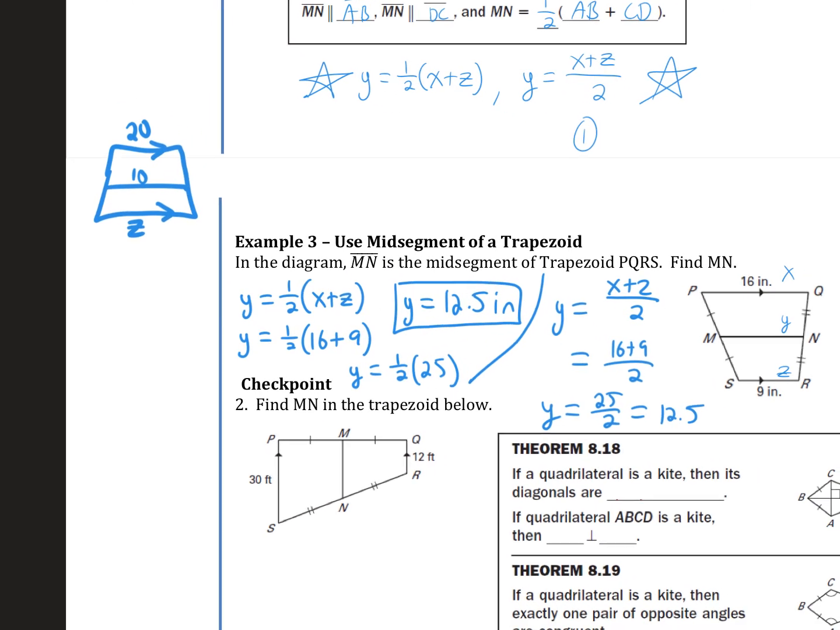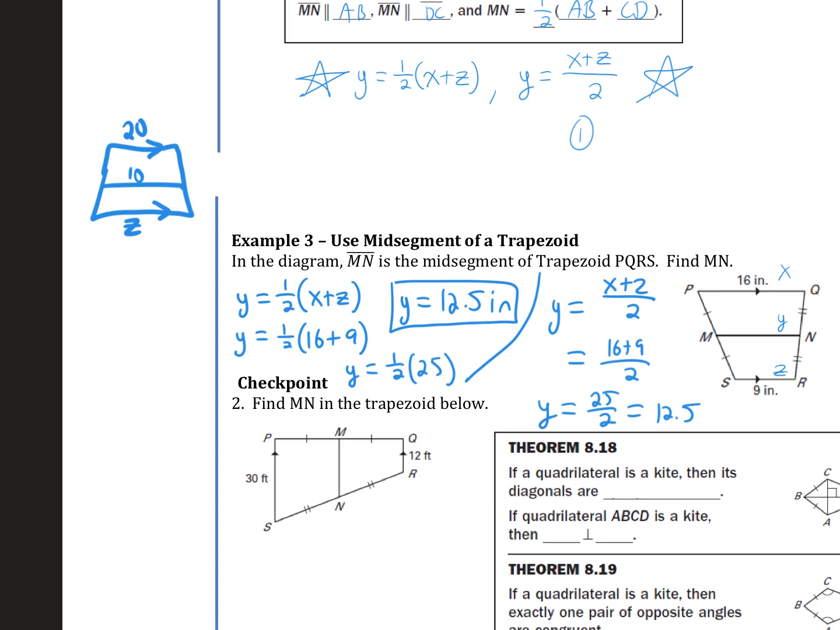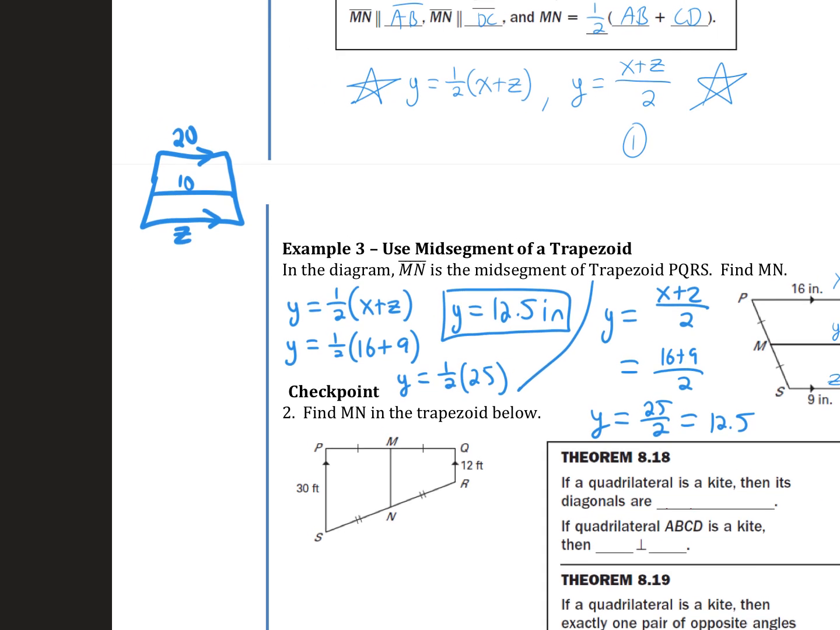Okay, so this one's a little bit different, because sometimes on the test you're going to be looking for the mid-segment, and sometimes you're going to be looking for one of the bases. So for this one, we're still going to use y equals x plus z over 2. We label our things: x, y, and z. We actually know y. Y in this case equals 10. So we have 10 equals 20 plus z over 2.